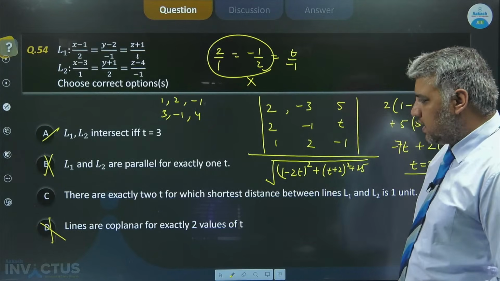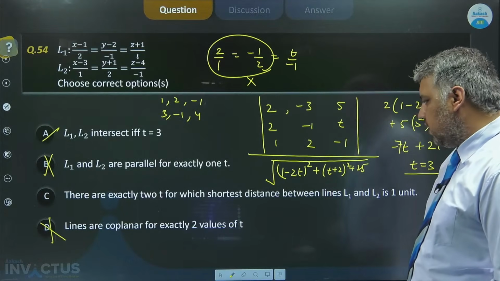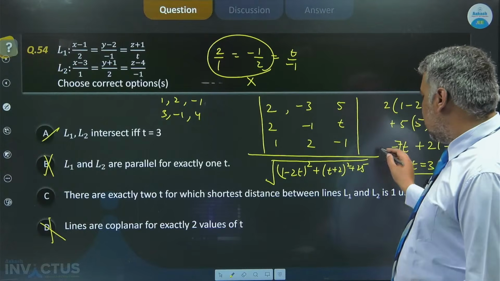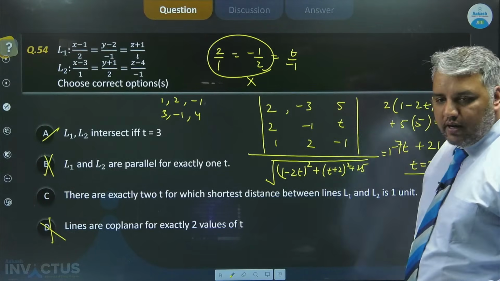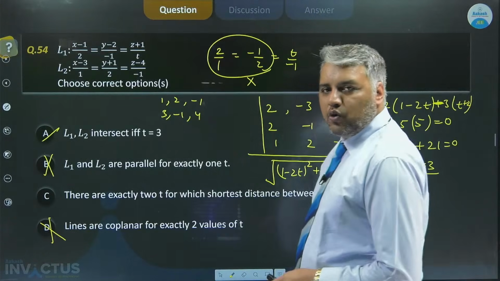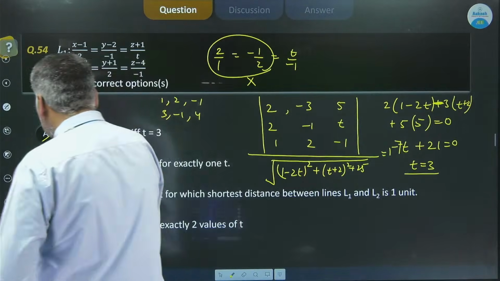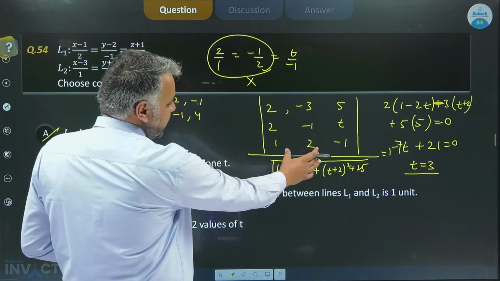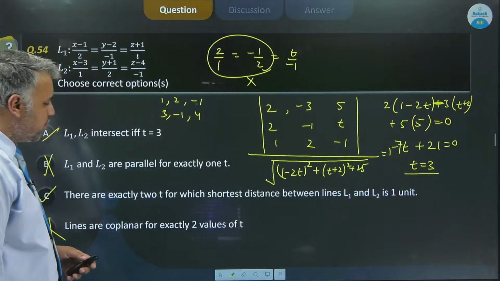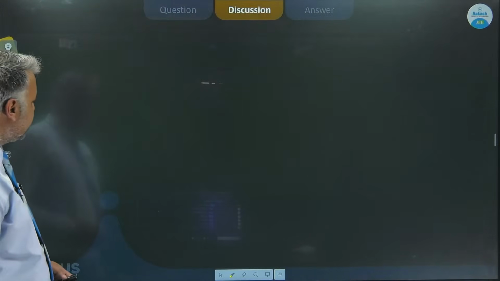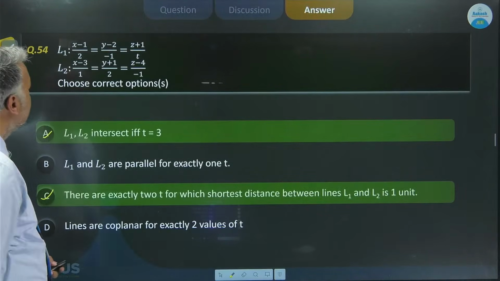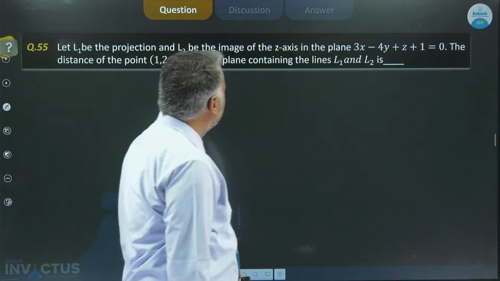Now in option C, they are saying there are exactly 2 values of t for which the shortest distance between the lines is 1 unit. Now if we make it 1 unit and square both the sides, we'll get a quadratic in t and we'll get two values of t from here. So option C is also correct. Just make this shortest distance equal to 1 and solve for t, we will get two values of t. So A and C must be the correct answers. So yeah, A and C are correct. Let's move on to the next question.